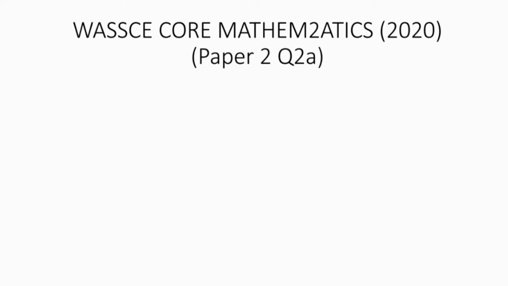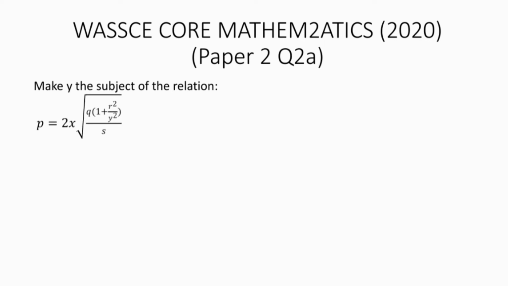2020 WASSCE Core Mathematics, Paper 2, Question 2. A. Make y the subject of the relation P equals 2x multiplying the square root of a fraction with numerator Q, bracket open, 1 plus a fraction with numerator r squared and denominator y, bracket closed, with denominator s.